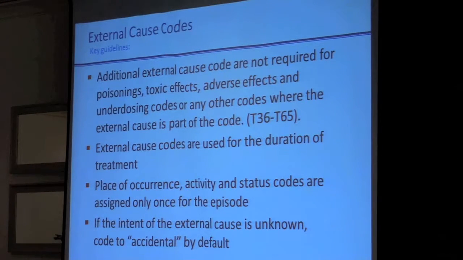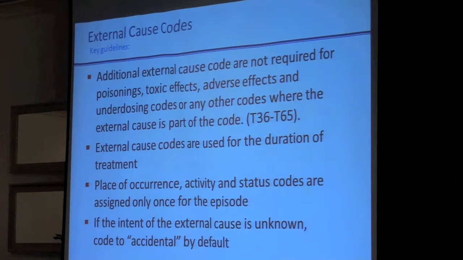There's too many rules here. But anyway, I didn't make them up, so I'm sharing them with you. Place of occurrence, activity, and status codes are only used for the first episode. If the intent of the external cause code is unknown, you put accidental.